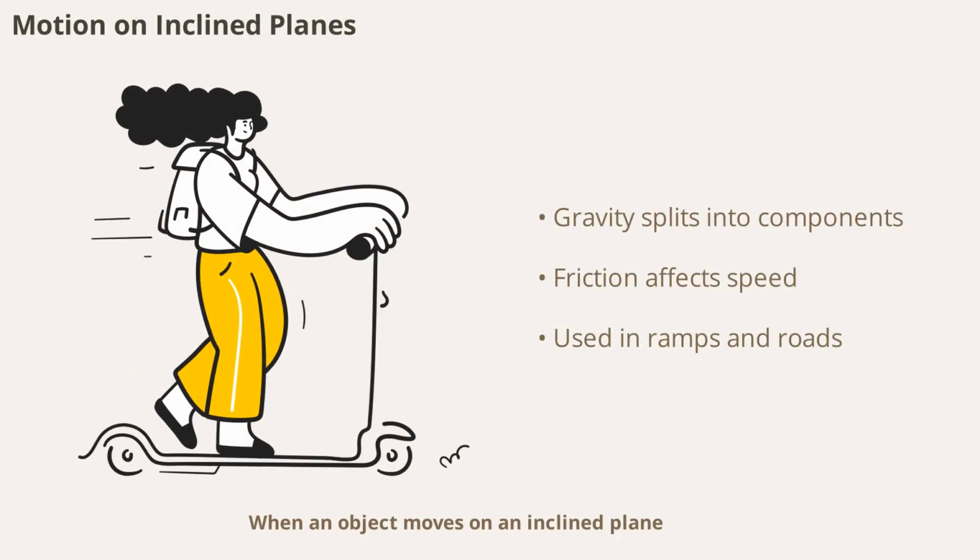When an object moves on an inclined plane, gravity acts both down the slope and perpendicular to it. This creates a component of force that causes the object to accelerate down the slope. Friction and normal force also play roles, affecting how fast the object moves. Understanding motion on inclined planes is important in designing ramps, roads, and even amusement park rides.